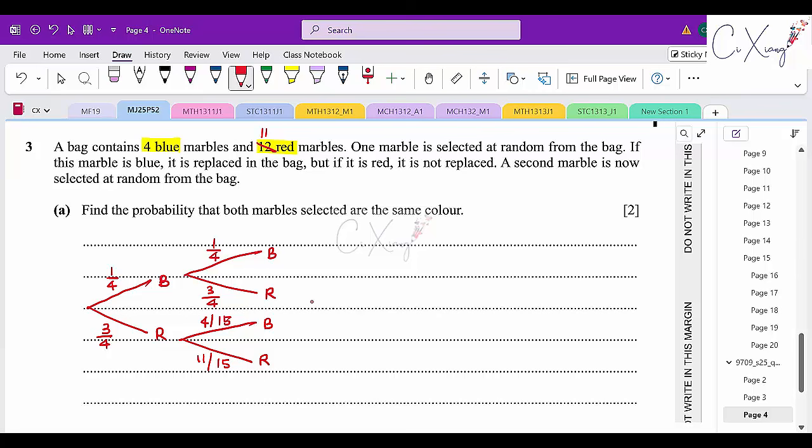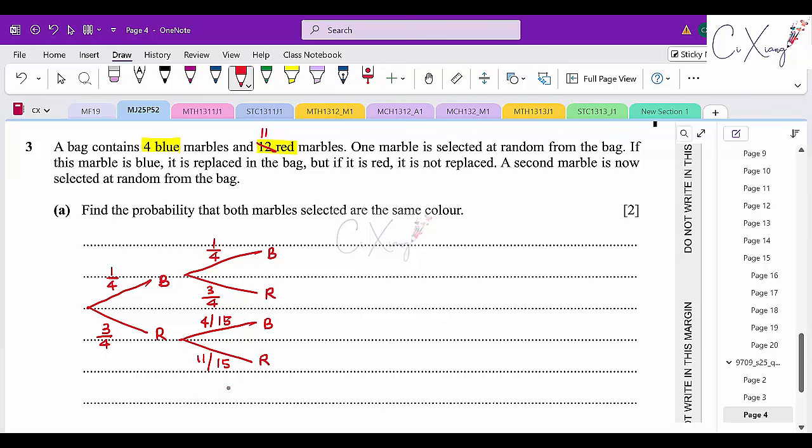And let's have a look at the probability. Personally, I prefer to draw out the probability here so that I don't make careless mistakes, especially when I have different probabilities here. If I draw it out in the tree diagram and write out all the probabilities in detail, then it reduces the chance for me to make careless mistakes. Okay, now let's continue.